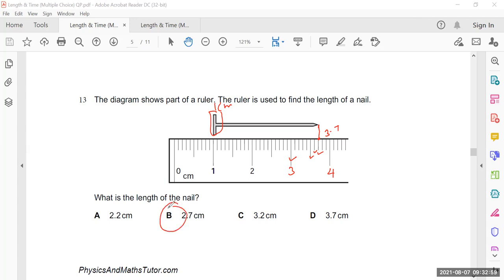Now again, children, sometimes students that I have seen in the last year, they just write 3.7, finding that the last end is 3.7. But my dear students, you need to remember that this first end is not placed at the zero point. If it is at the zero point, definitely the length of the nail will be 3.7. But here this is placed at 1. So you need to find out the difference.